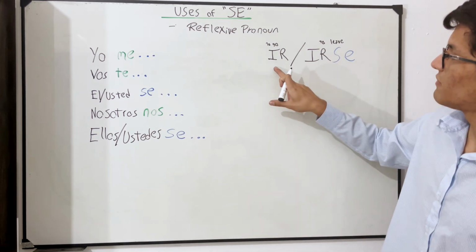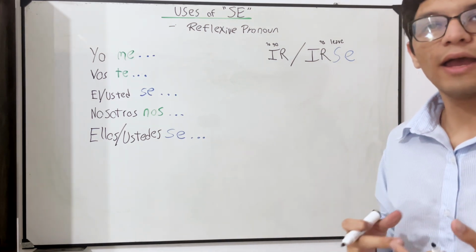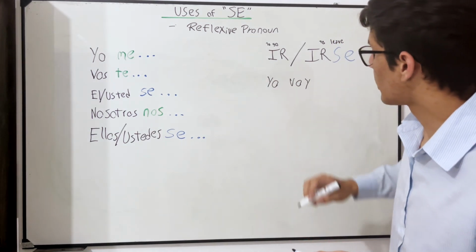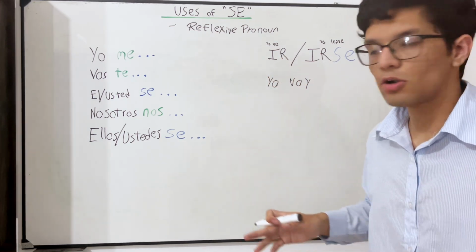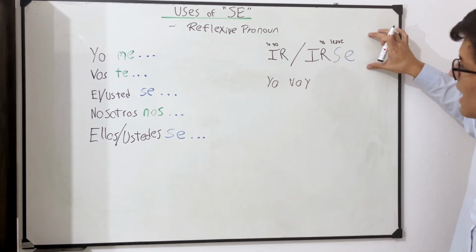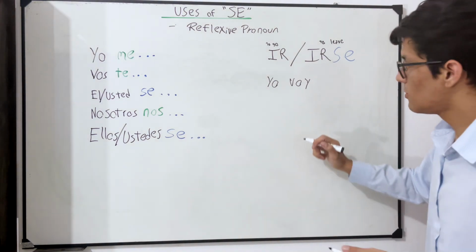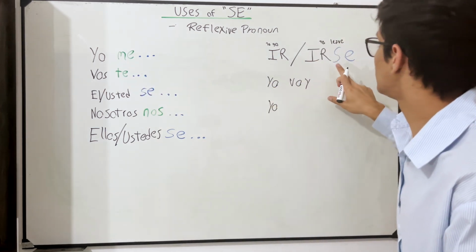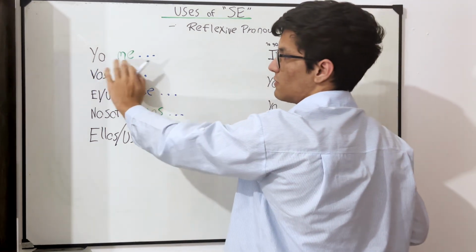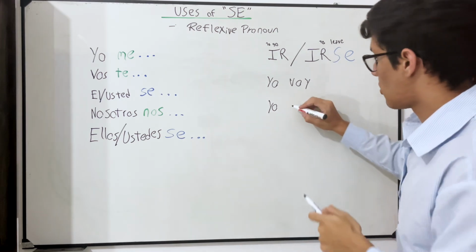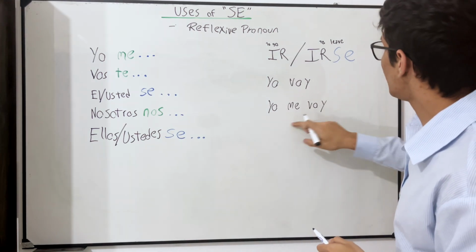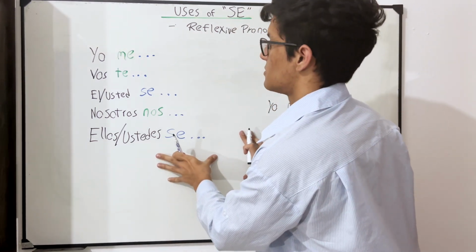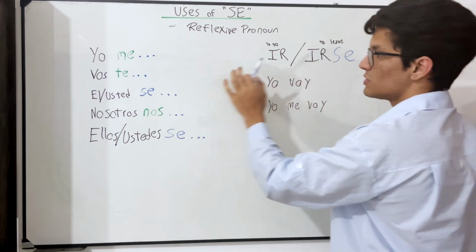So for example, the verb ir, if you wanna say I go, you would say yo voy. Yo voy, I go. Then if you would like to say I leave my house, you would say yo me voy, because these are the conjugations of a reflexive verb. So we are going to say yo me voy, I leave. If you want to say I leave, you say yo me voy.